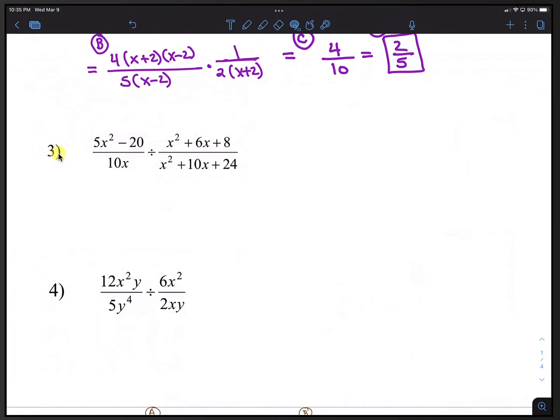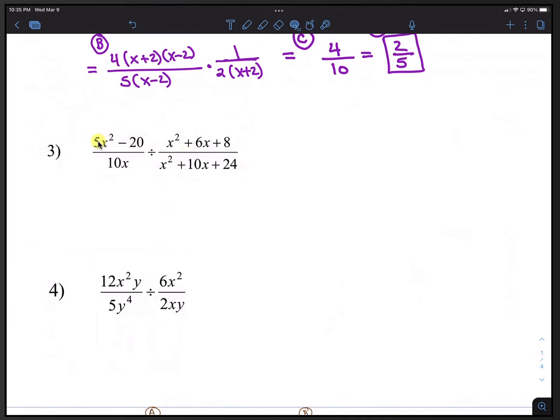All right, here's number 3. This is a division problem. So first, let's go ahead and factor everywhere that's possible. And then, because it's division, we'll end up changing that to multiplication and then flipping the second fraction. But again, I'm going to factor everything first.